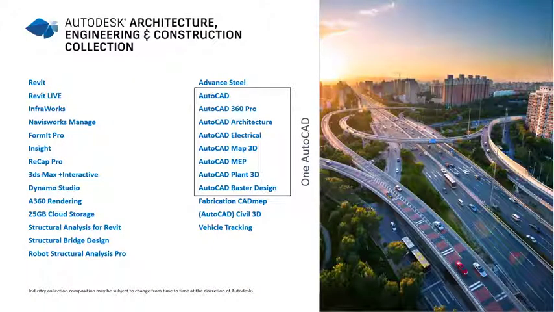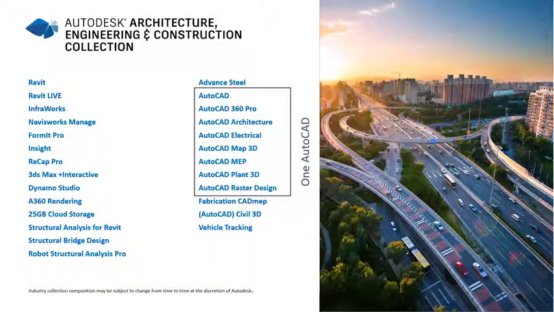So just looking at the suite of products, we've got your standard Revit within there, but we've also a lot more. So if you like the Revit Live for VR, InfraWorks for infrastructure modeling and fly-throughs, we've got Navisworks Manage for construction, clash detection, quantification, 4D simulation. We've also got Forma Pro, which I'll run through in the next few slides. We've got Insight, which allows you to do building analysis, Recap Pro for taking in laser and point clouds, 3D Max Interactive, which allows you to enhance your 3D or your BIM models into interactive and walkthrough, very high quality rendered videos and interactive virtual reality walkthroughs as well.